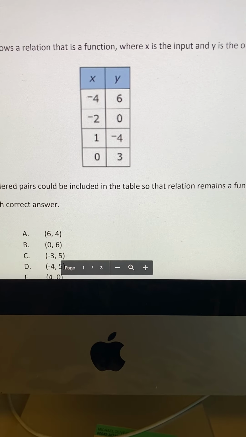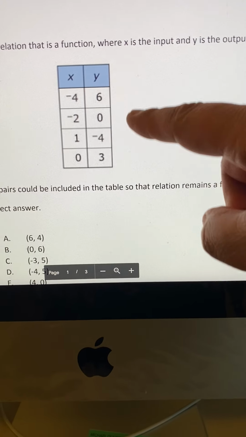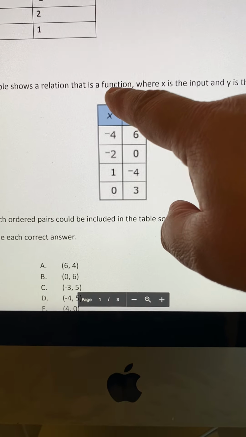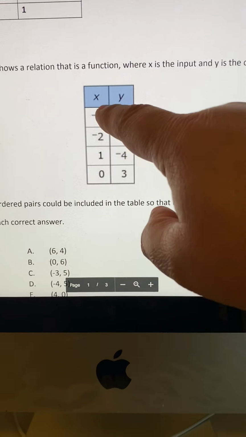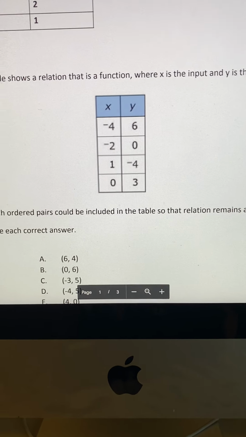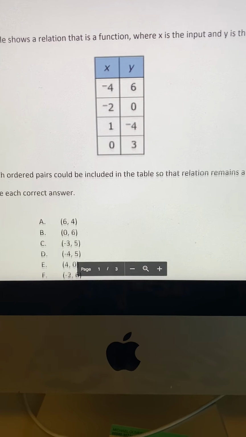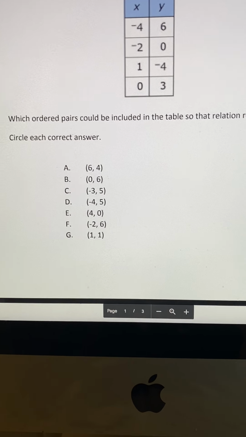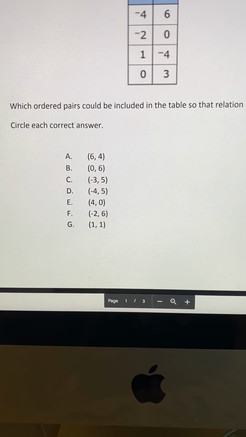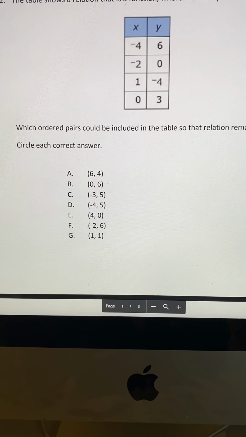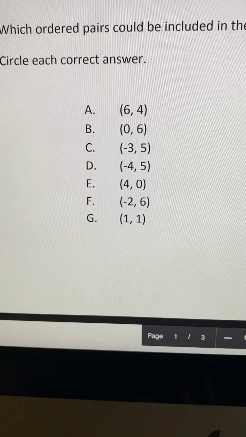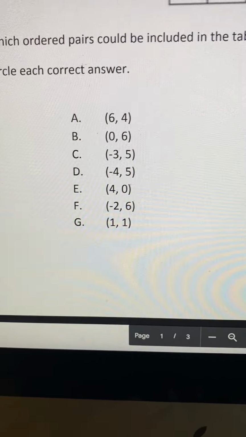The next one gives you a function. These are all ordered pairs. This is a function, and it tells you that it is a function in the directions. You can look at it and see none of the x values are the same, so yes, it is a function. Then it tells you which ordered pairs down here could be placed into this, and it would still be a function. So you've got to look down here, all the ones that don't have the same x values.